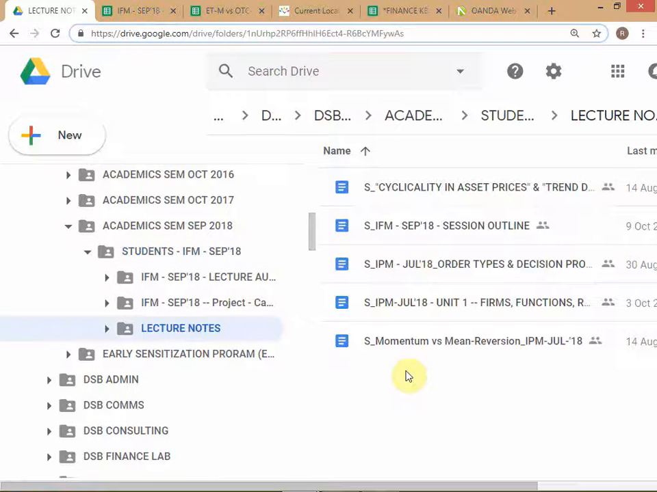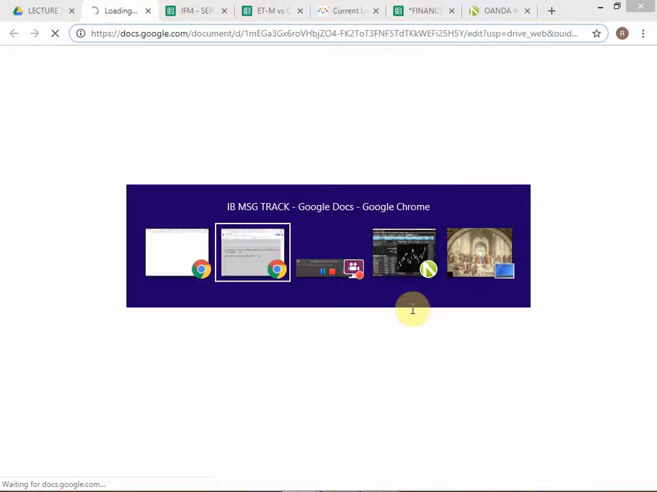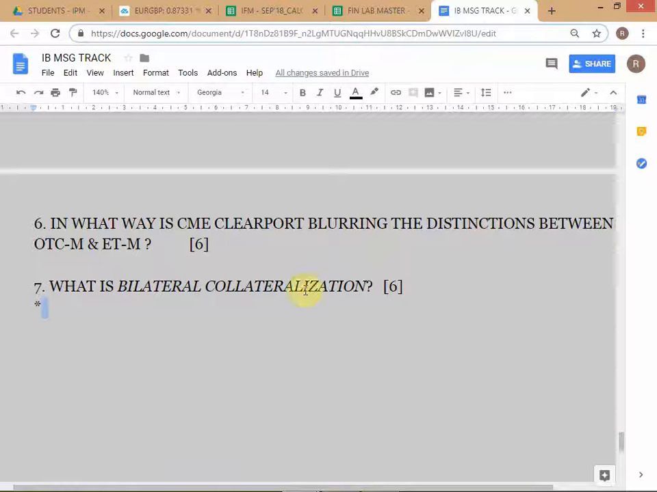So I'll just explain, you can look at the notes later on, but I'll just explain what we have in the case of CME Clearport. The correct way to answer this question is, obviously, you have to refer to which distinction. Many of you actually didn't even refer to CME Clearport, you just talked about the distinctions. That's not the way to answer this. You have to read the question properly.